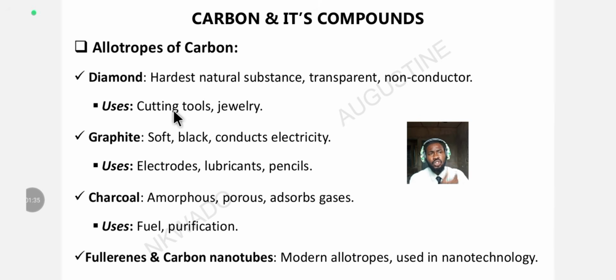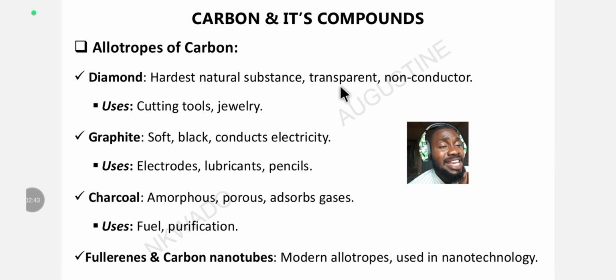Let's go. The allotropes of carbon include diamond, graphite, charcoal, fullerene, and carbon nanotubes. Let's look at diamond first. Diamond is the hardest natural substance on earth. What is the shape of diamond? Diamond molecules are arranged in a crystal lattice, in an octahedral form. Oct means 8, so diamond has 8 faces. It's octahedral in shape.